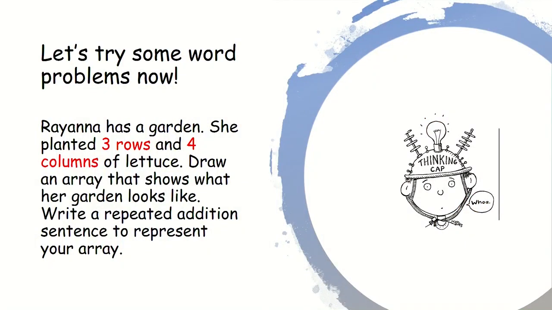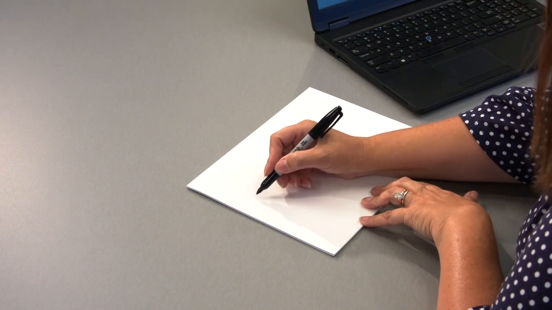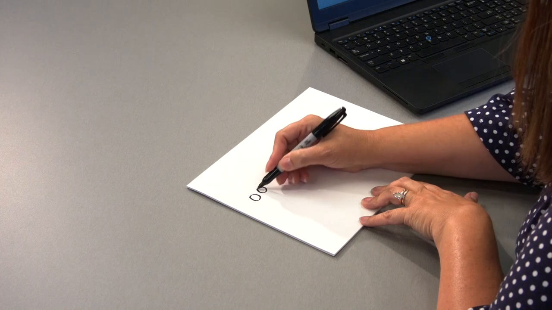Okay, now we're going to try some word problems, boys and girls. So listen as I read this one to you. Rayana has a garden. She planted 3 rows and 4 columns of lettuce. Draw an array that shows what her garden looks like. Write a repeated addition sentence to represent your array. Okay, let's see what this looks like when we draw our array. We have 3 rows of 4 columns.